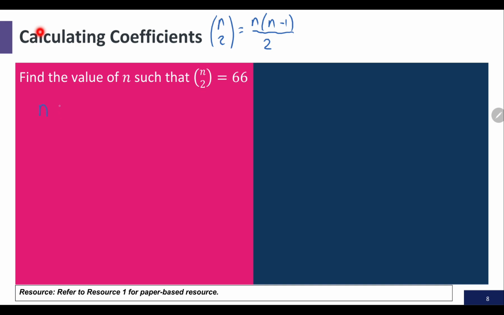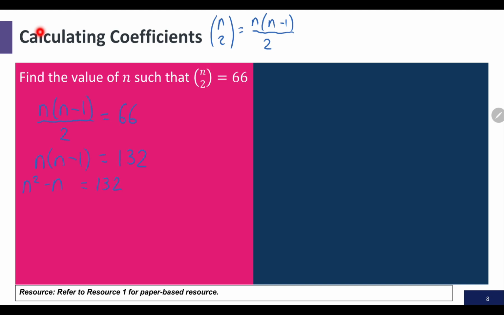So n times n minus 1 divided by 2 is equal to 66. And now we're going to solve this. Multiply through by 2. So n multiplied by n minus 1 equals 66 times 2, which is 132. How do you solve something like that? Well, we need to have a look first. So let's expand the bracket.